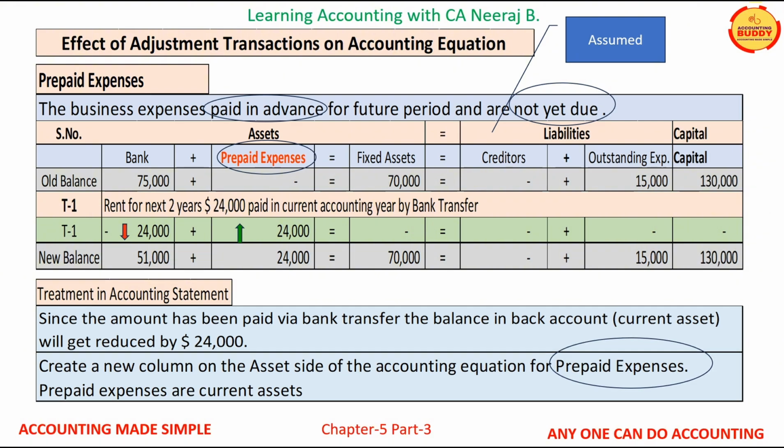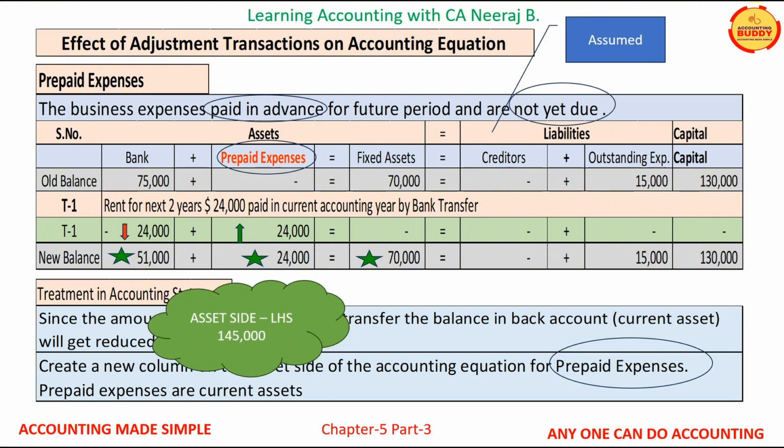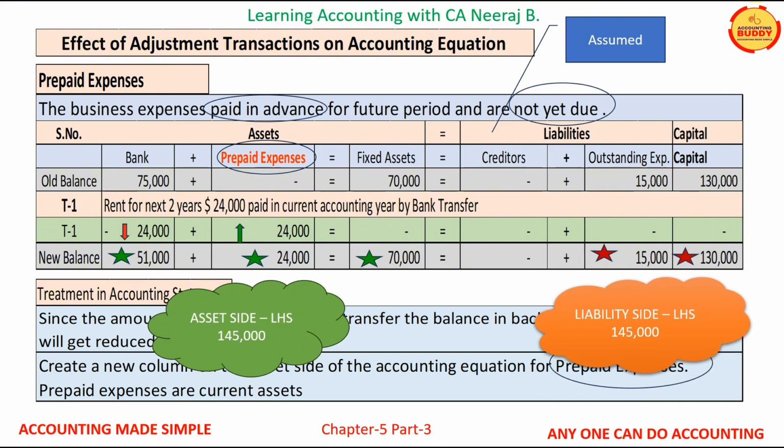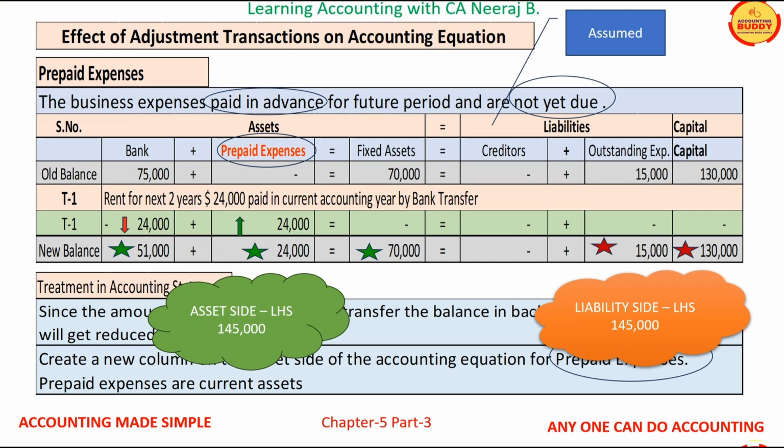Post T1 prepaid transaction, the new accounting equation balance will be 51,000 cash, 24,000 prepaid expenses, 70,000 of fixed assets, totaling to a total assets of $145,000 on the left hand side of the accounting equation, and on right hand side we have $15,000 outstanding expenses and a capital of $130,000.